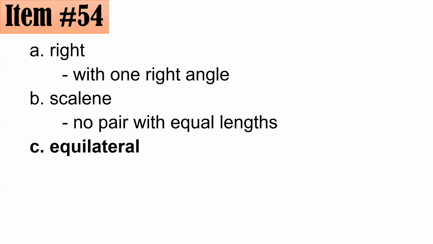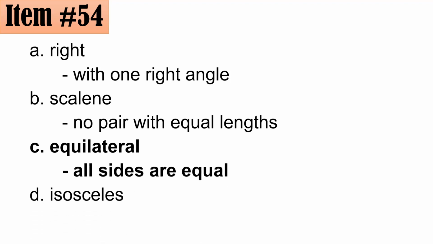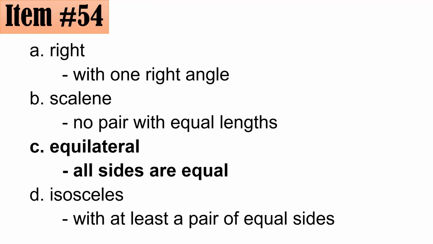Equilateral is the correct answer. It has all three equal sides. And of course, all three equal angles, interior angles. And isosceles triangles has at least a pair of equal sides. So indeed, letter C. Thank you.